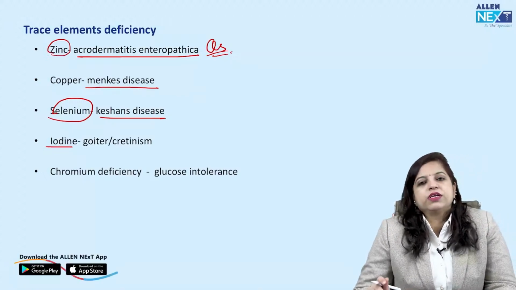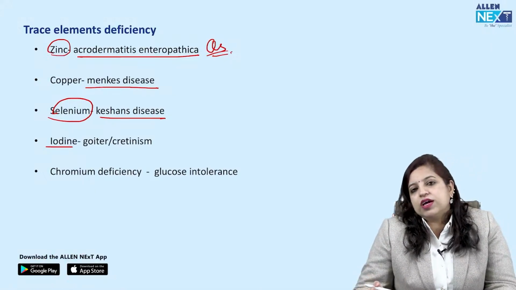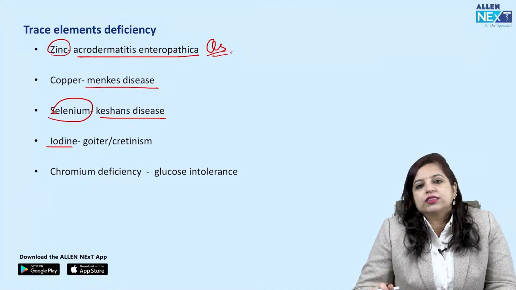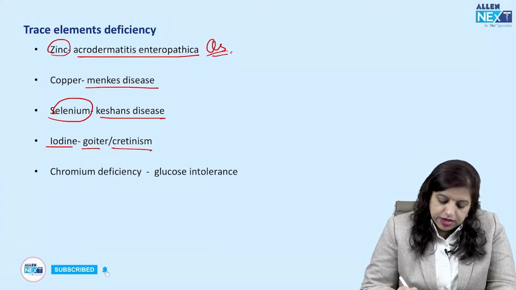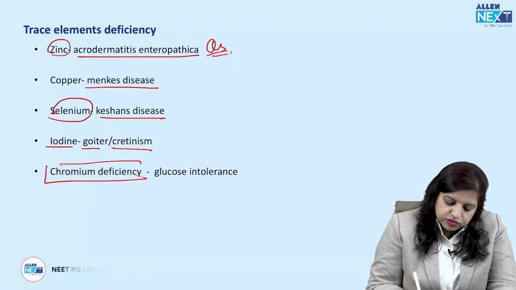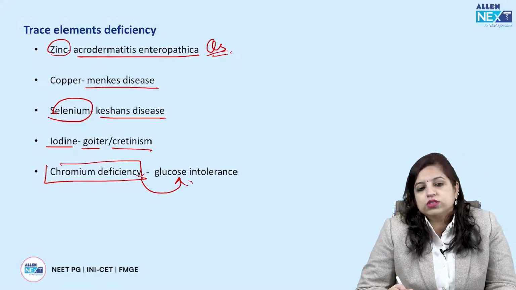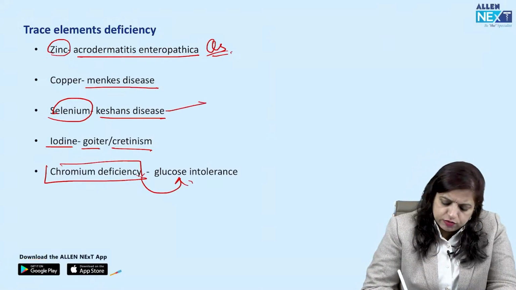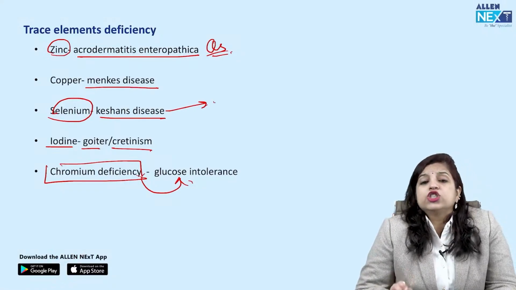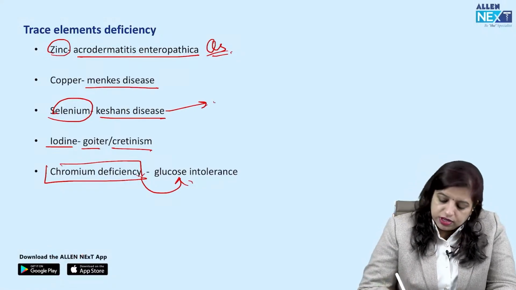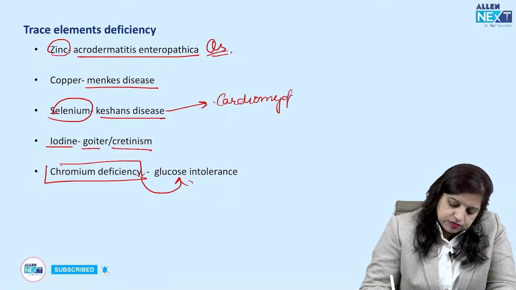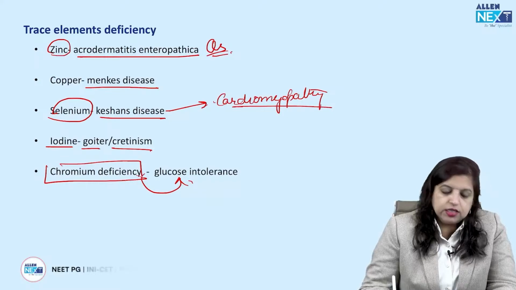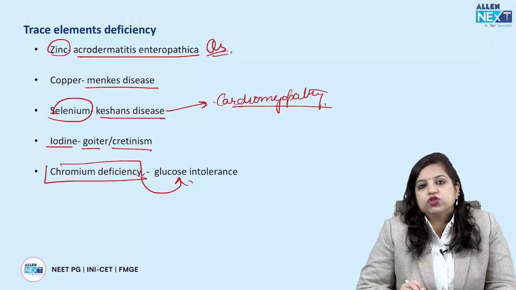Iodine deficiency is especially seen in endemic areas where iodine deficiency exists, like the foothills of the Himalayas. So there you get to see goiter or cretinism. And very importantly, chromium deficiency results in glucose intolerance. Keshan's disease, I would like to add, is usually seen in the Keshan province of China, where you get to see cardiomyopathy. And cardiomyopathy is the presenting feature of Keshan's disease because of selenium deficiency, right?